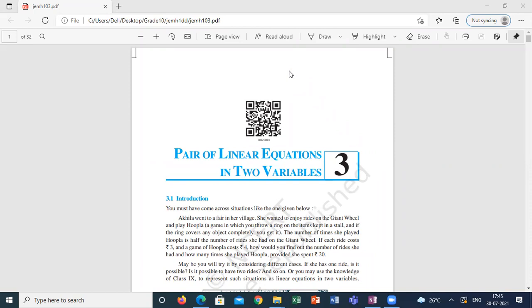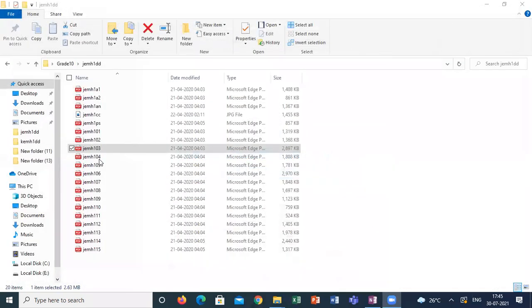What is this? This is a pair of linear equations. Sorry, guys. I want to open the quadratic equations.